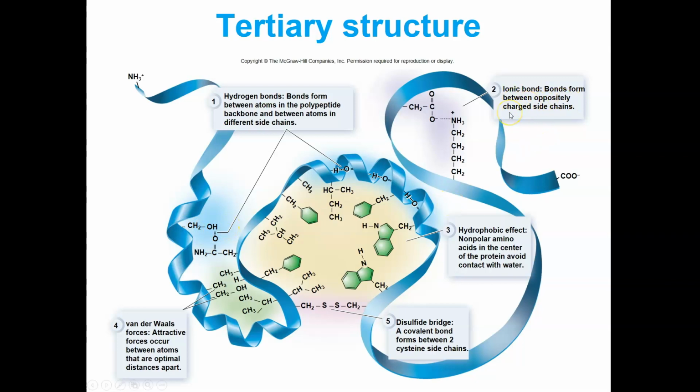Secondly, let's talk about the ionic bonds. Ionic bonds, again, are going to be the interaction between a positively and negatively charged amino acid. And so we're going to be looking at our acidic and basic residues here, those R groups that are going to be interacting with each other to get the ionic interactions.